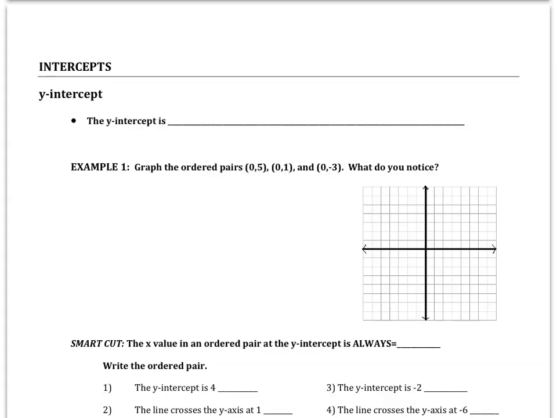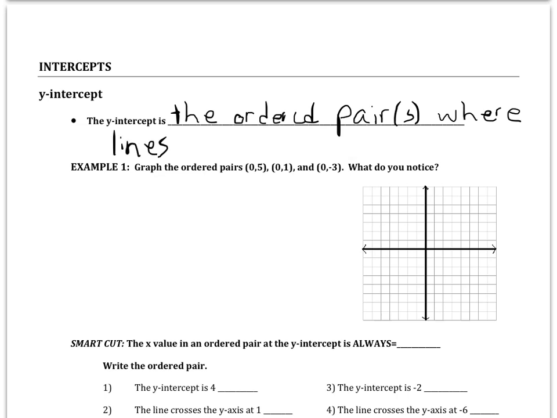Okay, of course we're going to make these a little bit more difficult, and to get to the more difficult ones, I want to make sure that we all understand a really important concept. So the y-intercept is simply the ordered pair, and again, my handwriting on this is not good, I realize that. The ordered pair, or we could say pairs, where lines cross the y-axis. Okay, where lines cross the y-axis.